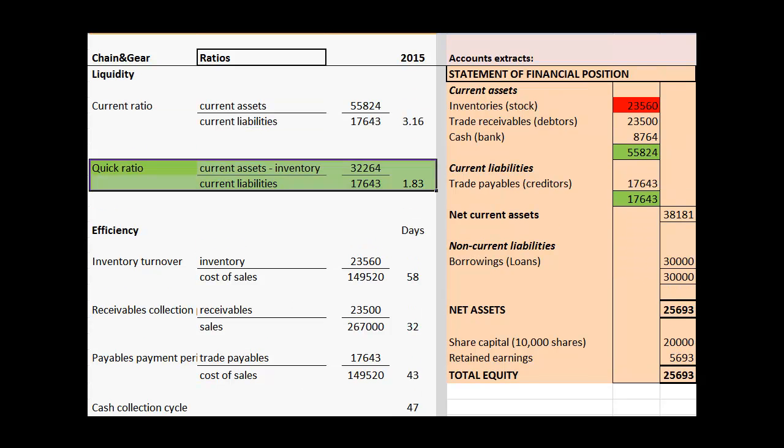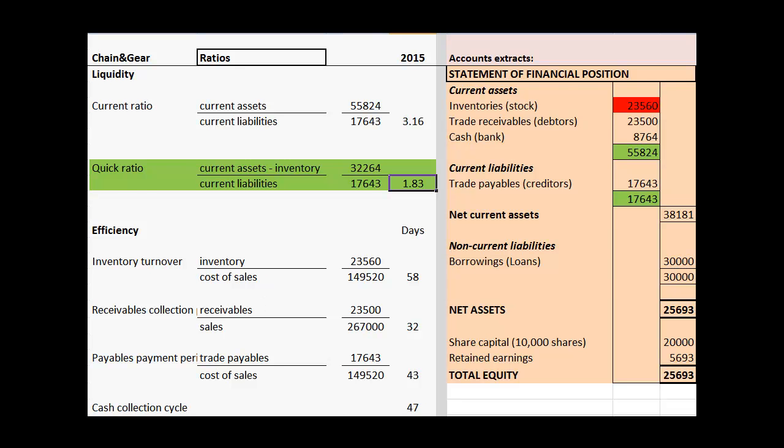Next, we're going to look at our quick ratio, which is similar to the current ratio, except we exclude stock or inventory. So as we see here, the stock is £23,560. We actually deduct that from our current asset figure, and then divide this by the current liabilities, which is 17,643, which gives us the figure 1.83.